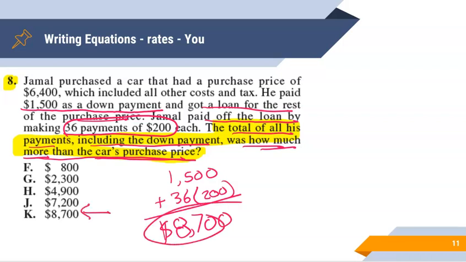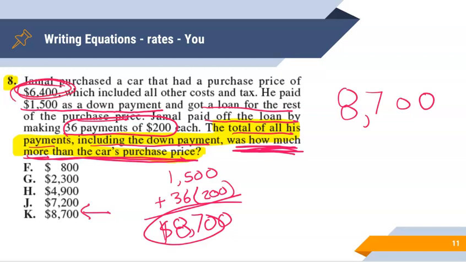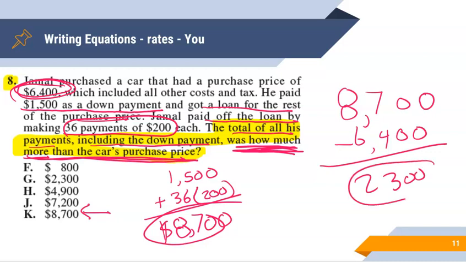I know I see it there. That's not what this question's asking. Again, the reading said, how much more than the car's purchase price? Well, Jamal paid $8,700, but the car was only $6,400. So if we subtract those, we'll see how much more it was, which is letter G. So please be careful on these. It's really easy to circle the wrong answer when you're working these out.